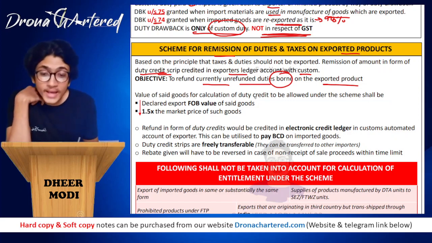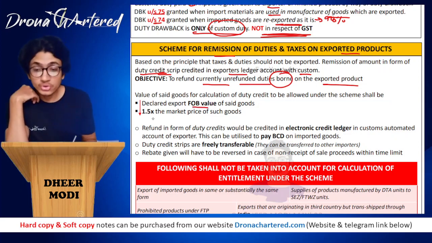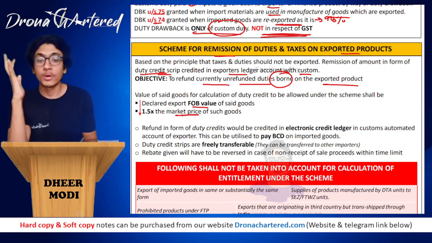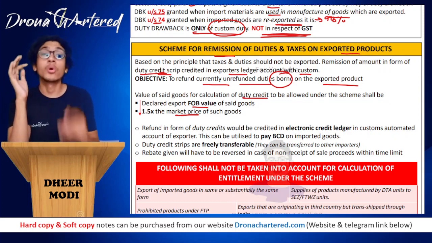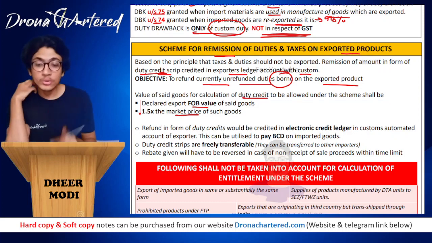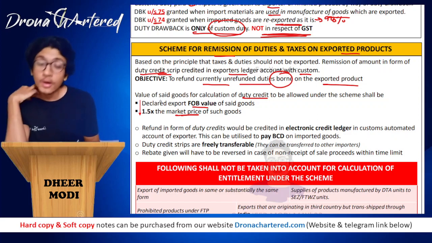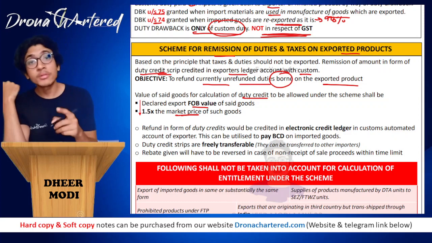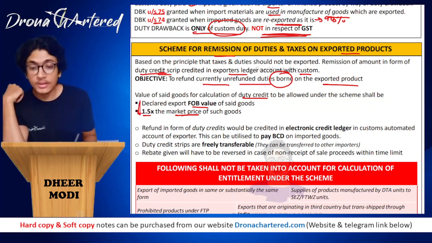The value of said goods for calculation of duty credit to be allowed under the scheme shall be the declared export FOB value of such goods, or 1.5 times the market price of such goods, whichever is lower. So when calculating the duty credit to be allowed, the value of goods you take is the declared FOB value, or 1.5 times the market price of such goods, whichever is lower.